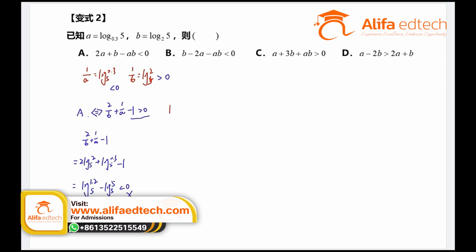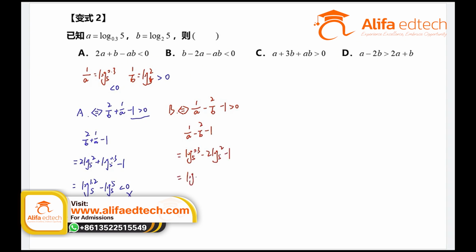Okay, next let's look at option B. For the equivalent proof of option B, divide both sides by AB, then B divided by AB is 1 over A minus 2, A divided by AB is 2 over B, then minus 1. Similarly, less than becomes greater than. Next, let's calculate 1 over A minus 2 over B minus 1. 1 over A is equal to log base 5 of 0.3, minus 2 over B, which is 2 times 1 over B, so that's log base 5 of 2, then minus 1.